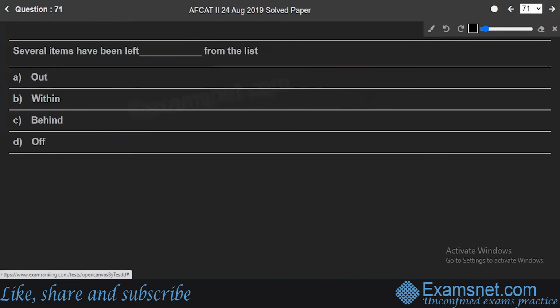Next, question number 71. Several items have been left dash from the list. Out from the list, within from the list, behind from the list, or off from the list. When I said within from the list, behind from the list, off from the list, they seem quite weird. So let's read with the first: several items have been left out from the list. This seems to fit here. So this is the answer, option A.